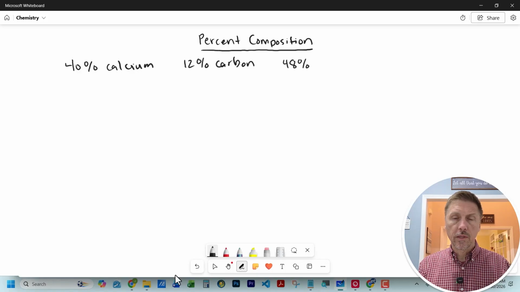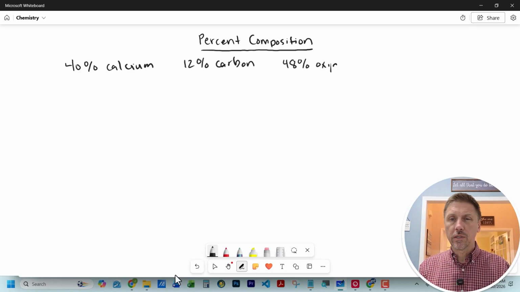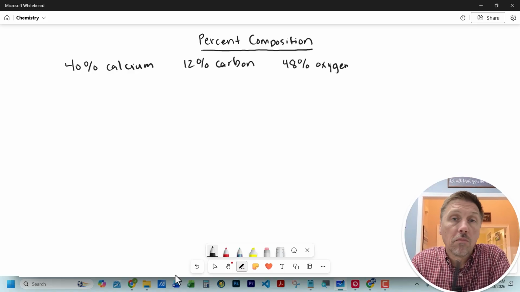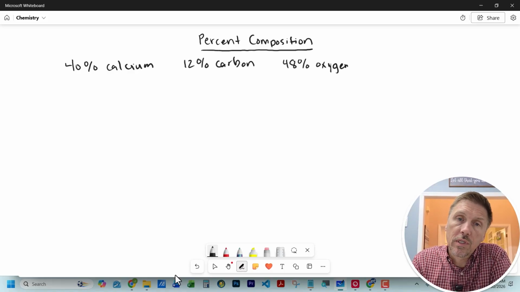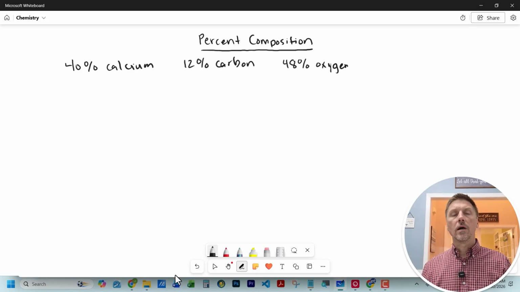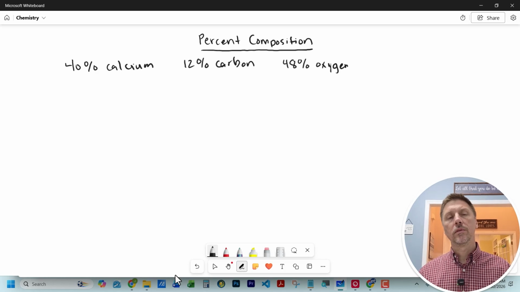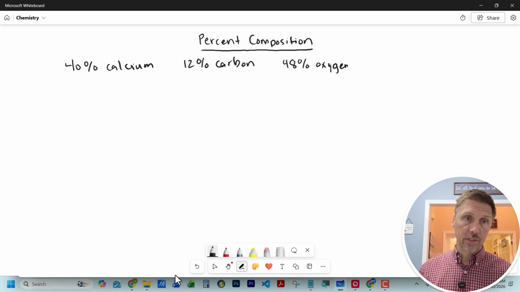All right. Now, here's the first thing that we need to understand about these percentages that are given. These percentages are not values in moles. This is the percentage based on the mass of the compound. Okay, so that's why we're going to take the first step that we're going to take.